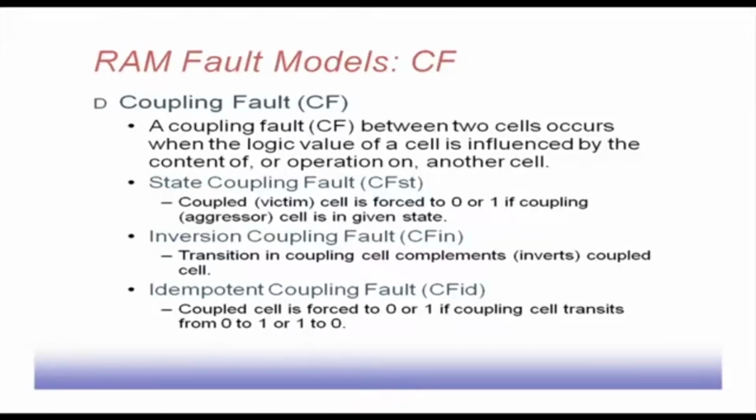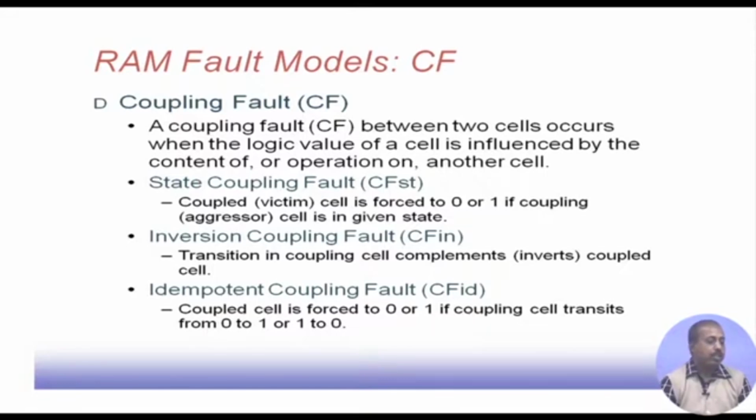Then, more interestingly, in RAM we have the coupling fault. These are specific to these memories. A coupling fault between two cells occurs when the logic value of a cell is influenced by the content of, or an operation on, another cell.